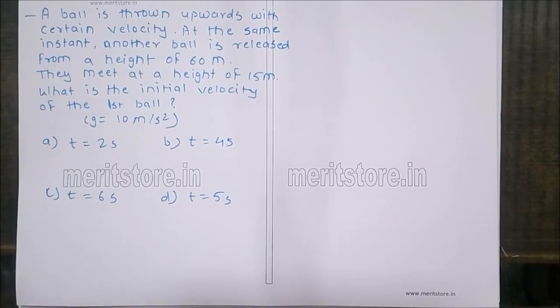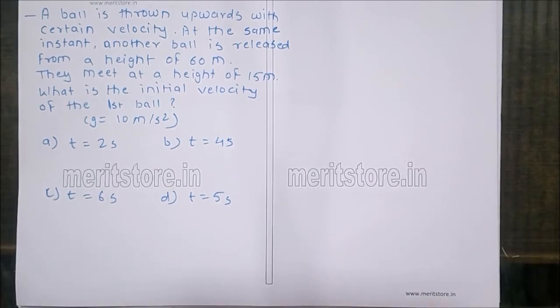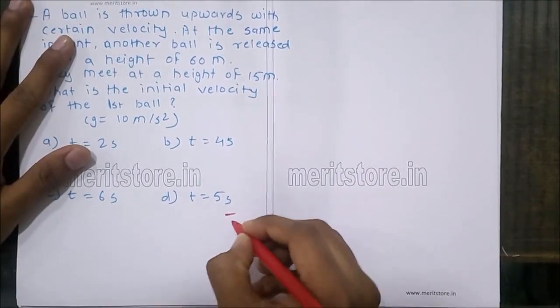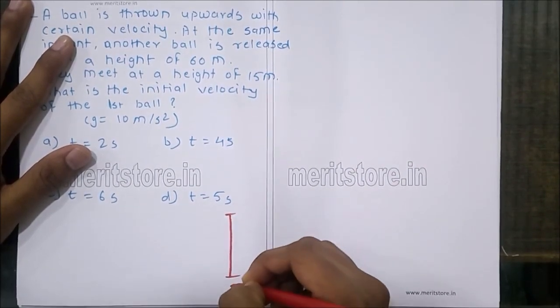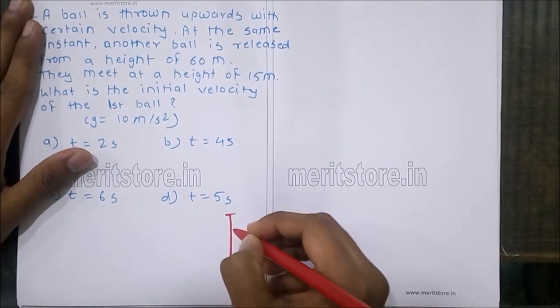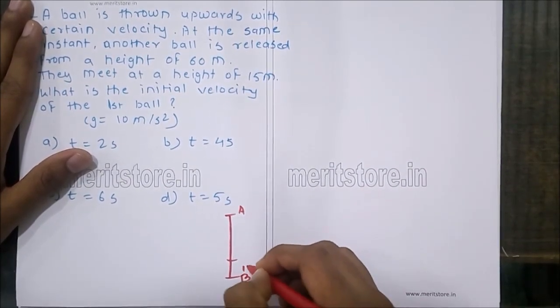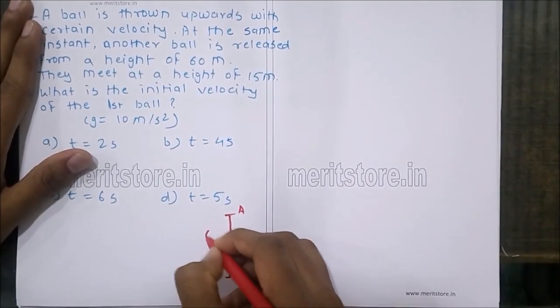A ball is thrown upwards with a certain velocity. At the same instant, another ball is released from a height of 60 meters. They meet at a height of 15 meters. What is the initial velocity of the first ball? Take g equal to 10 meters per second square. So let A be the point from where the ball is released, and B be the initial position of the first ball. Both of these meet at a height of 15 meters and A is at a height of 60 meters.